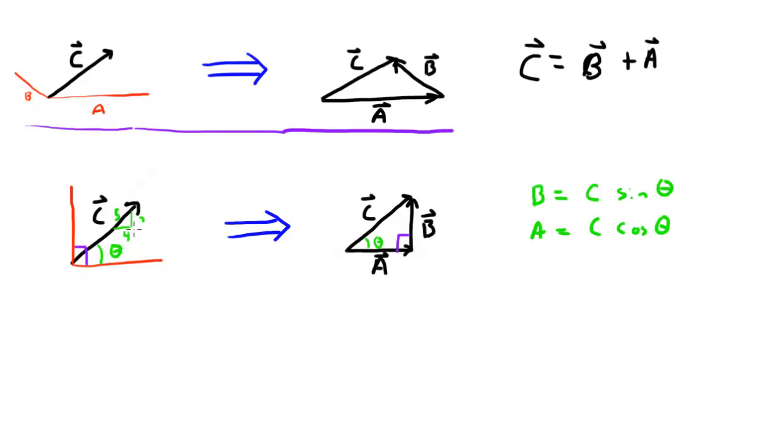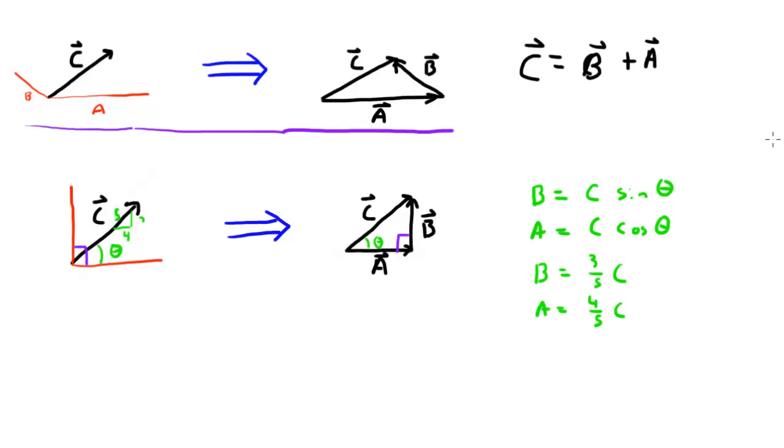When we have this type of information, we can recognize that this triangle and this large triangle are similar triangles, and we can calculate the magnitudes of vectors B and A from this formulation. B is 3/5 the magnitude of C, and the magnitude of A is 4/5 the magnitude of C.